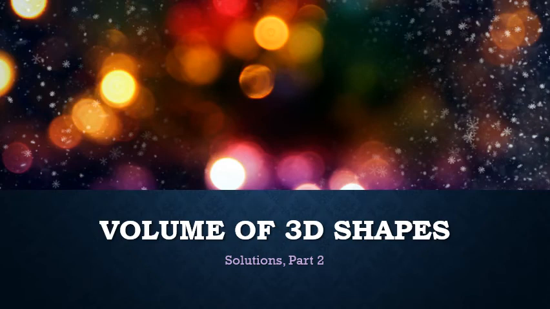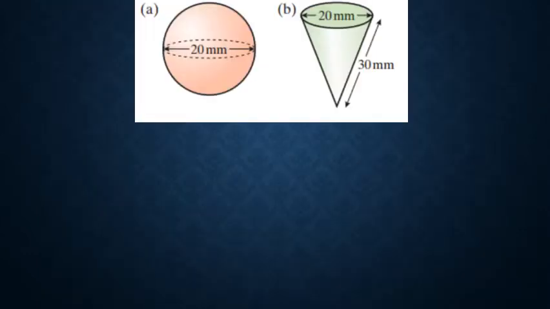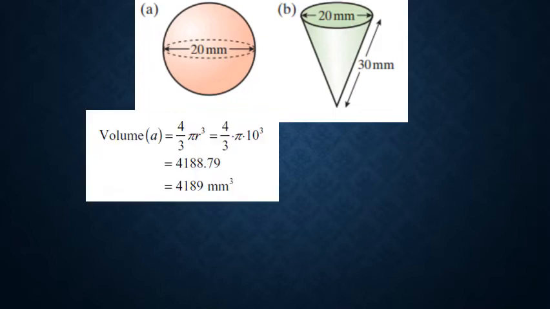In this video, I'm going to go through question 1 from the homework on volume. So you're asked to find the volume of these shapes in question 2. So starting off, we have a sphere. It has a diameter of 20 millimeters, which means the radius is 10 millimeters. So you start off with your formula of 4/3 pi r cubed. Sub in your radius of 10, you'll end up with 4,188.79, which rounds to 4,189 millimeters cubed.